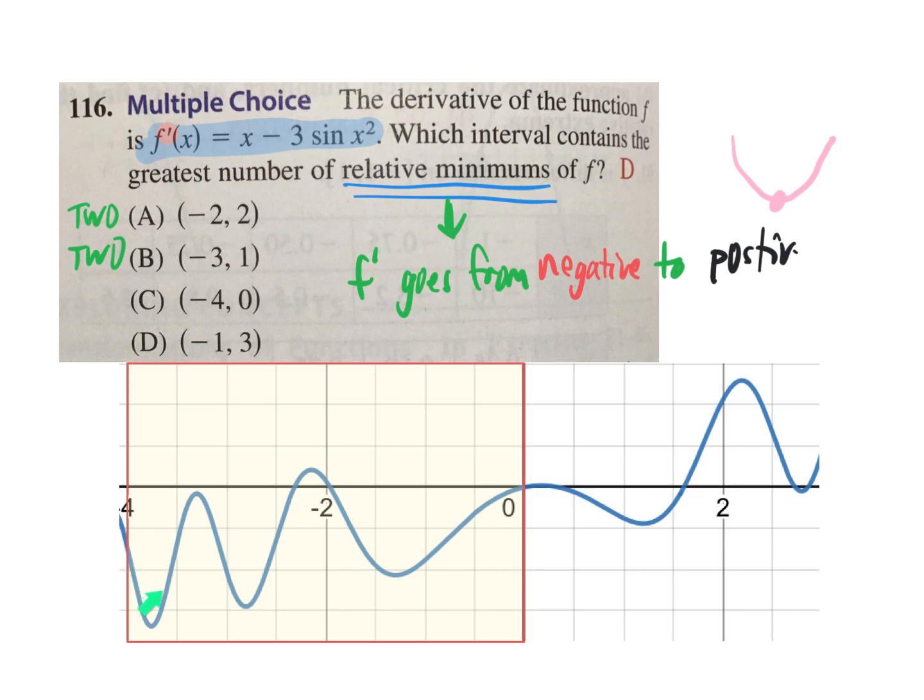All right, the derivative is negative, goes to positive, so there's a relative minimum. And at this point, it looks like we're not gonna go from negative to positive, so there's just 1 there. Finally, the interval from -1 to 3.